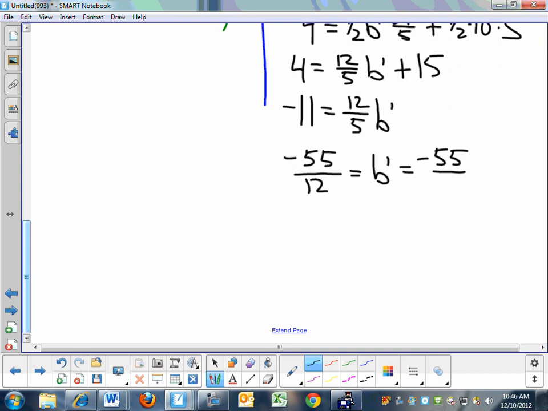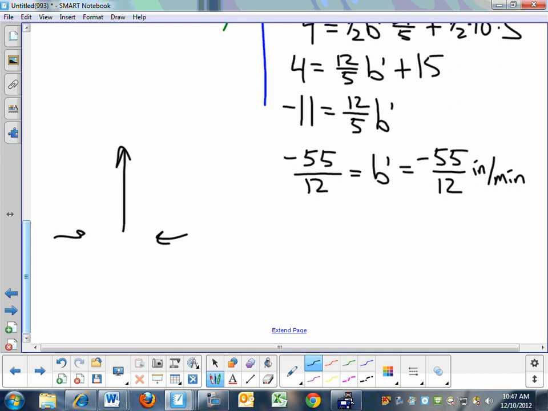So negative 55 over 12, what is my label? Inches per minute. What's interesting about that derivative? It's negative. Why is it negative? The area is increasing, right? But the height is increasing so quickly that in order to keep the area increasing at that rate, the base actually has to get smaller. So that's what's happening. The height is going up, but the base is coming together.